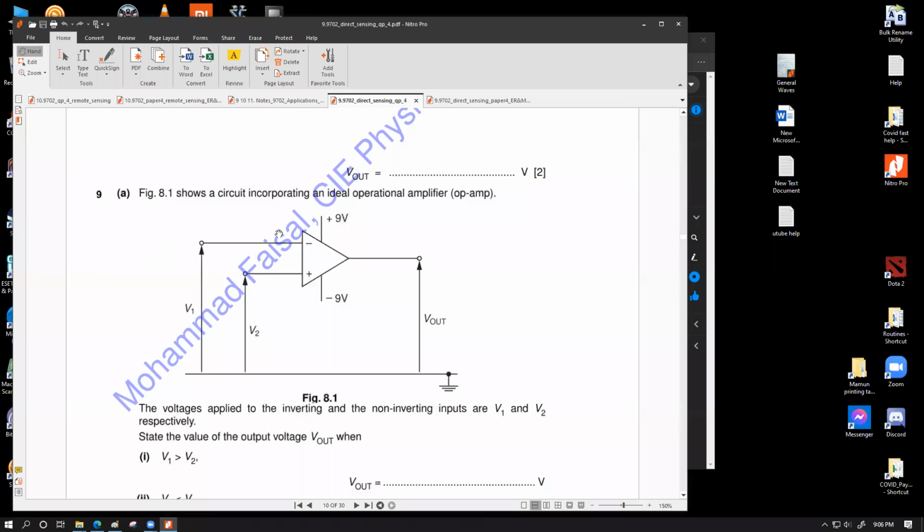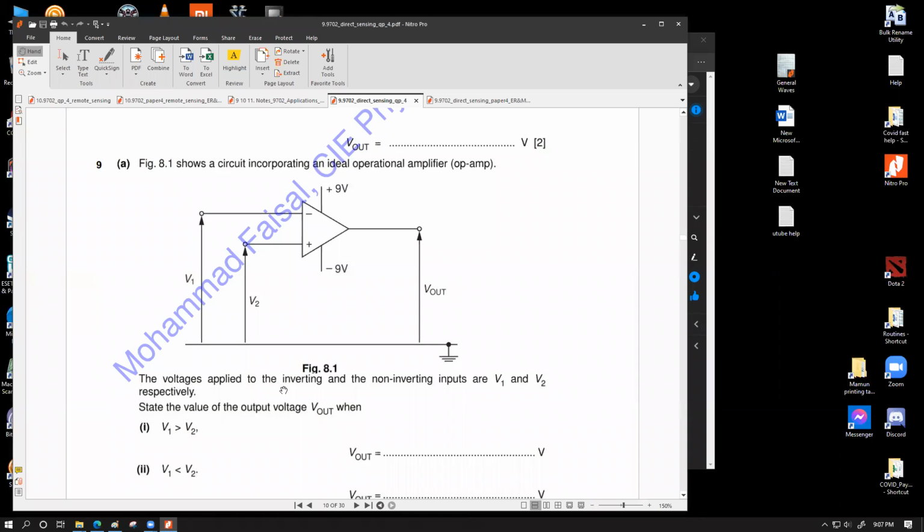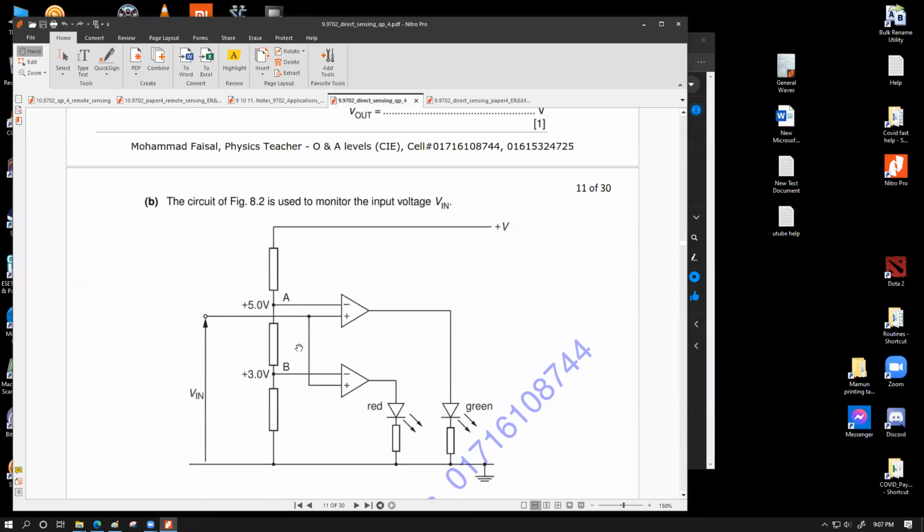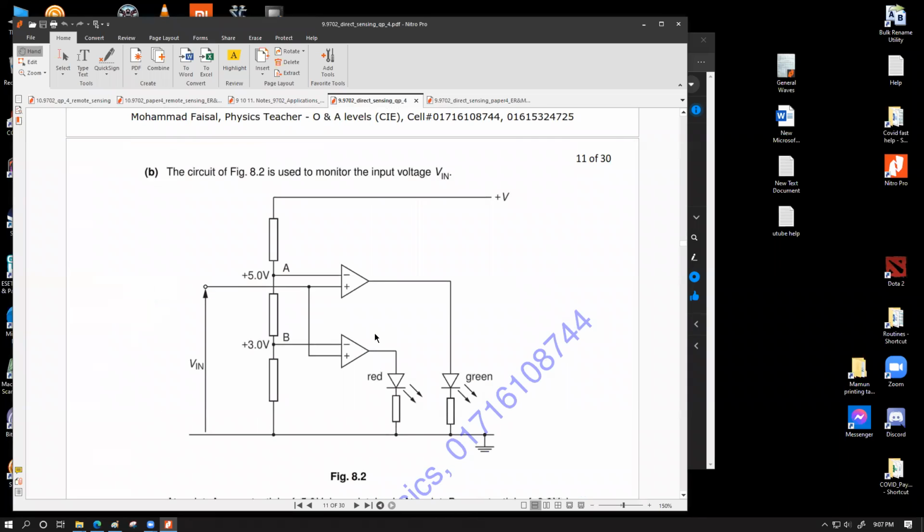Figure pattern shows the second diagram, second coupling and ideal op-amp, ideal operation for op-amp. So we have V1, V2, V out. The voltages applied to the inverting and non-inverting inputs, V1 and V2 respectively, state the values of the output voltage V out.